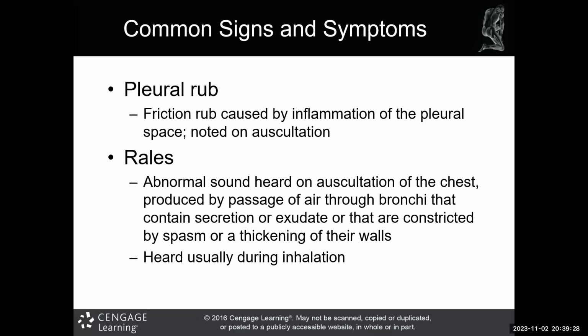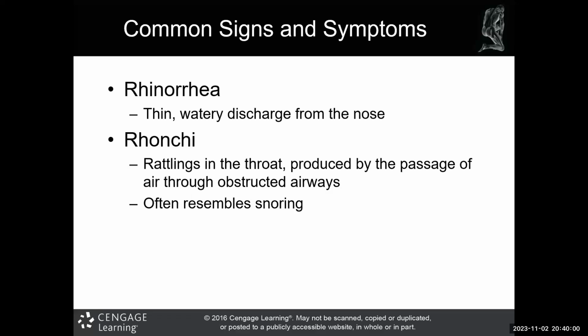Rales, I know it says rails, but we say rales. Abnormal sound heard on auscultation of the chest, or listening to the chest with the stethoscope, produced by the passage of air through the bronchi that contains secretions or are constricted in spasm or a thickening of the walls. So anything that causes the bronchi to be constricted will cause these rales, this abnormal breathing sound, heard usually during inhalation. Rhinorrhea is a runny nose.